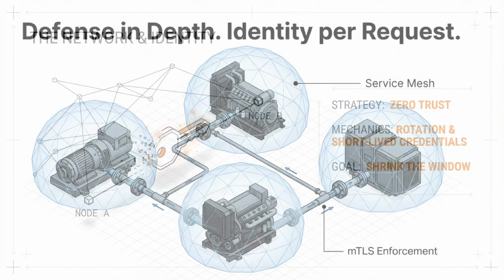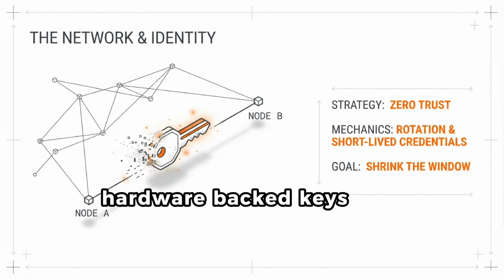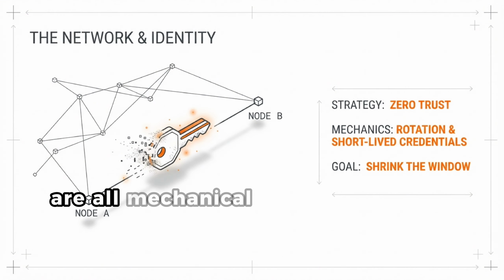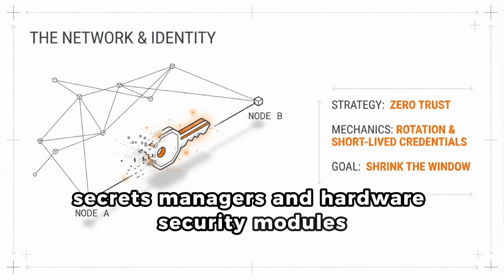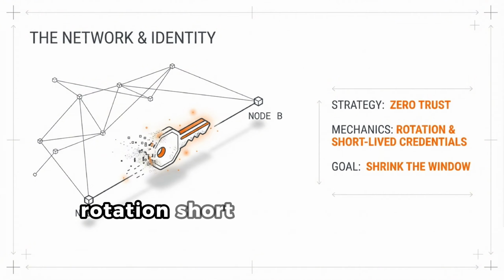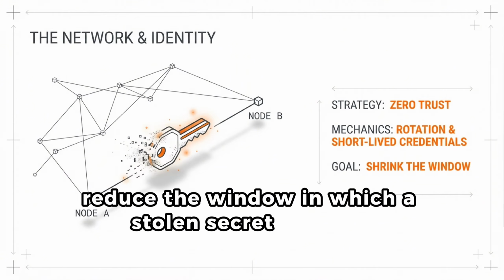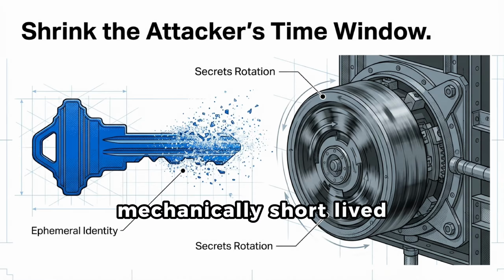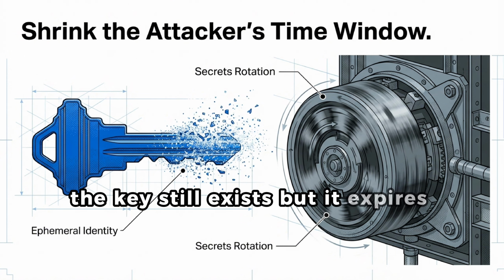the application logic. Identity and secrets management are cross-cutting mechanical systems. How do you prove identity at a boundary? Tokens, certificates, hardware-backed keys, and federated identity systems are all mechanical implementations of identity. Secrets managers and hardware security modules enforce who can access keys and under what conditions. Rotation, short-lived credentials, and ephemeral tokens reduce the window in which a stolen secret is useful. Mechanically, short-lived tokens are a way of shrinking an attacker's useful time. The key still exists, but it expires quickly.